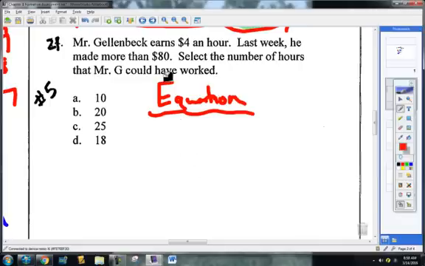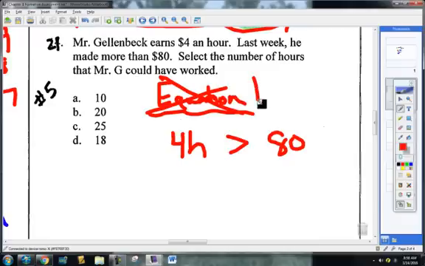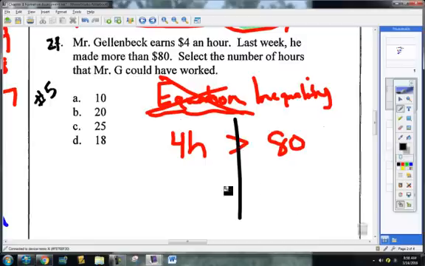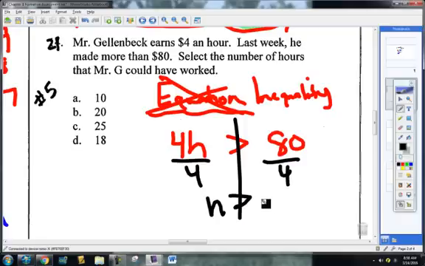Okay? If you know that Mr. Gellenbeck earned $4 per hour, wouldn't the amount of money he made be represented by 4H? And we know that he made more than $80, so wouldn't that be greater than? I guess I shouldn't have said equation. That was wrong. Inequality is what I meant to say. Sorry. How many of you wrote an inequality? Okay, there we go. So 4H is greater than 80, now you just go ahead and solve it. Divide by 4, divide by 4. You know that Mr. Gellenbeck worked something greater than 20 hours.